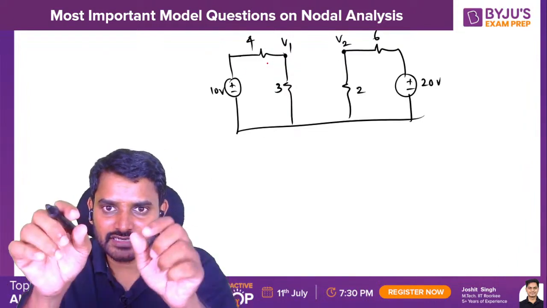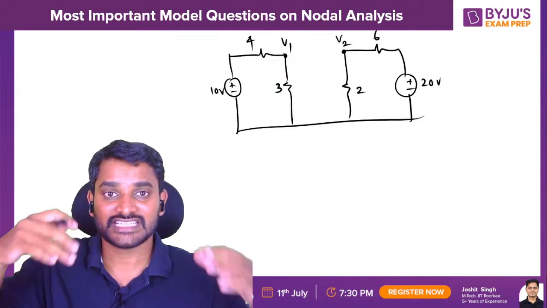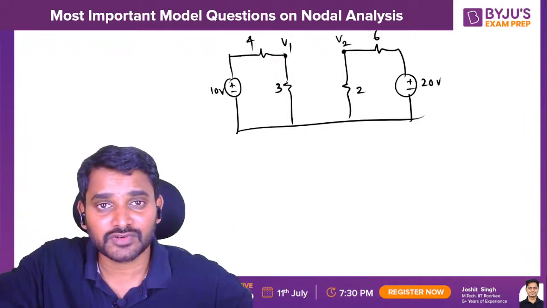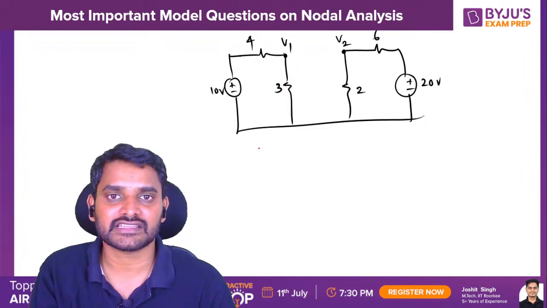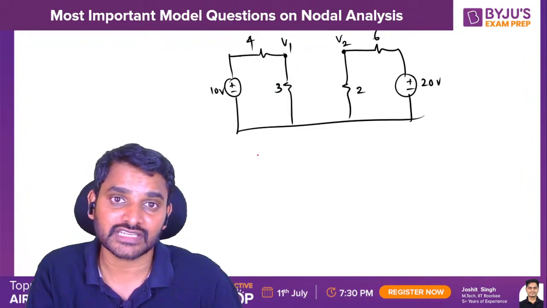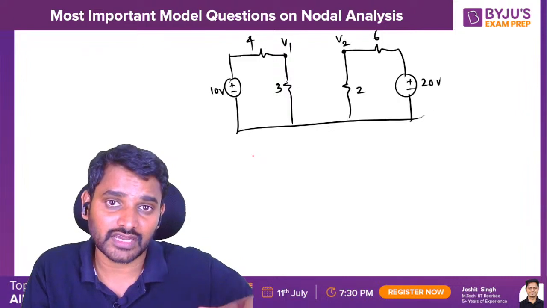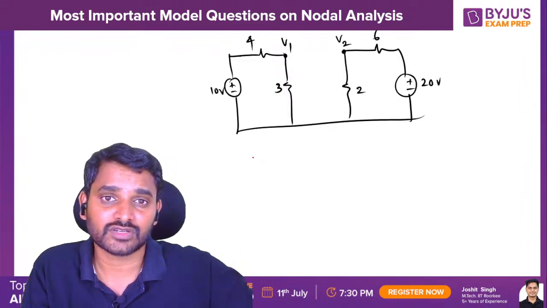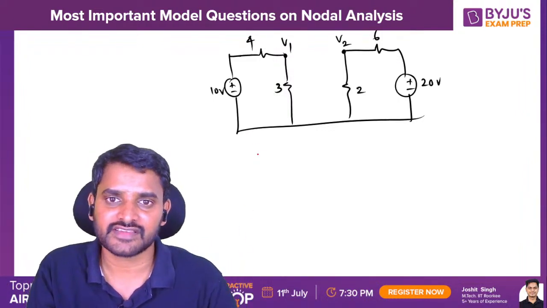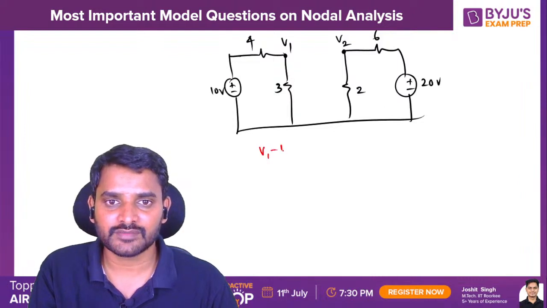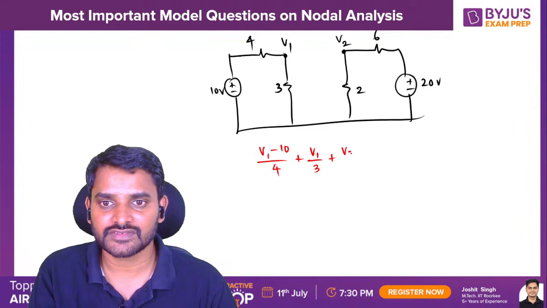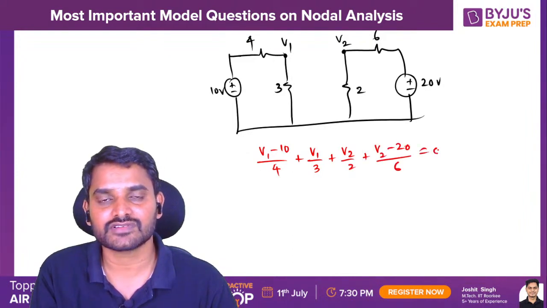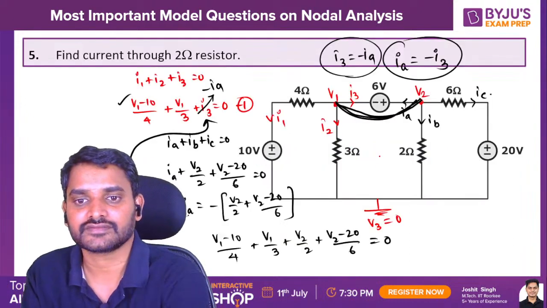So it's simply just an imagination. You just remove the voltage source and write the nodal equation combinedly. As it is, the same way you have written the nodal equations individually previously, in the same way you have to write. So (V1 minus 10)/4 plus V1/3 plus V2/2 plus (V2 minus 20)/6 is equal to 0. This is the equation we have got.